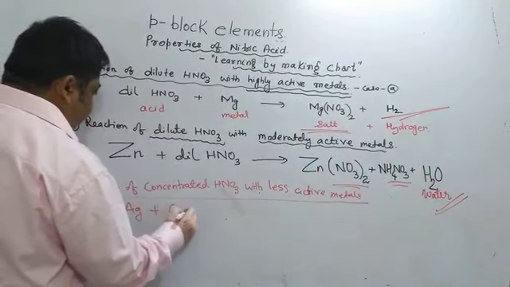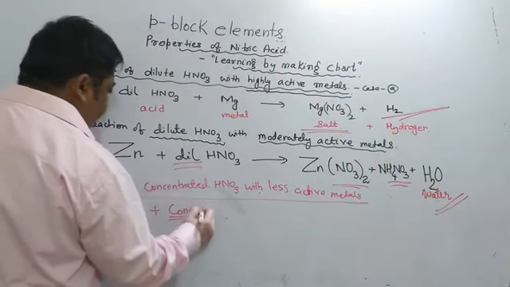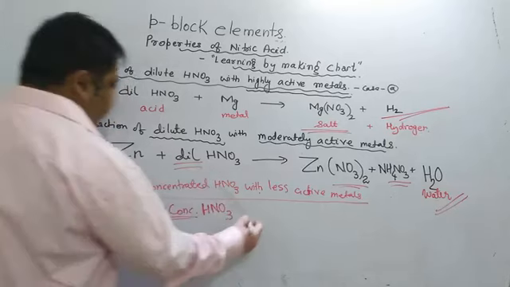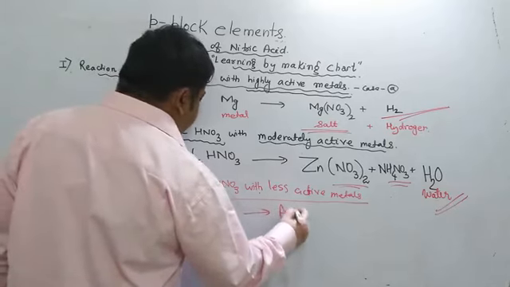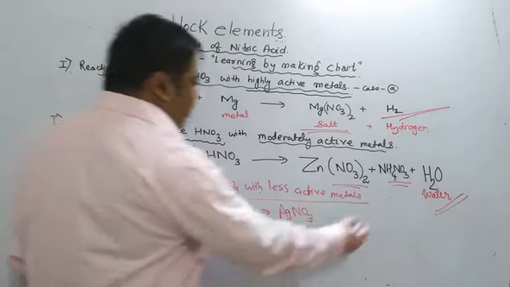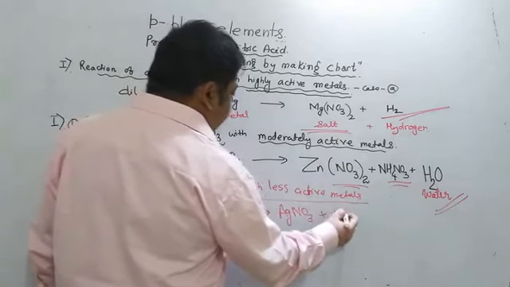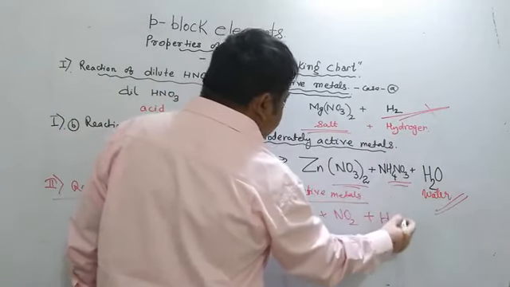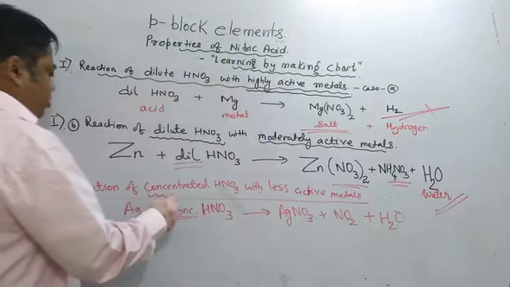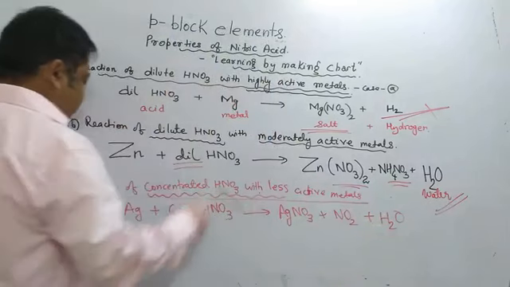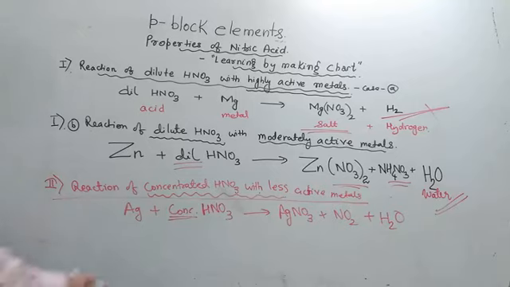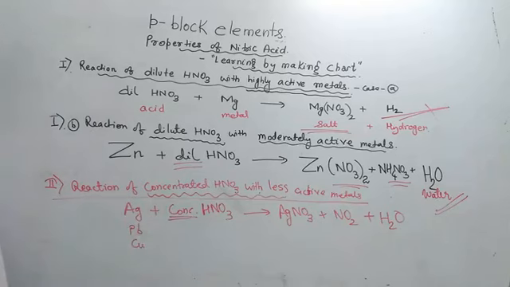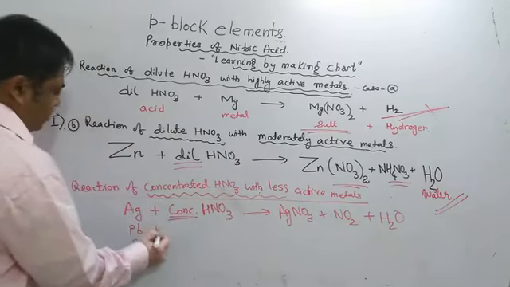it will form AgNO3 for sure, there is no doubt in that. But instead of ammonium nitrate, NO2 gas will come out, and hydrogen gas will not come out. Water will come out because concentrated nitric acid is a strong oxidizing agent. A similar pattern will be shown by lead, copper, and all other less active metals.